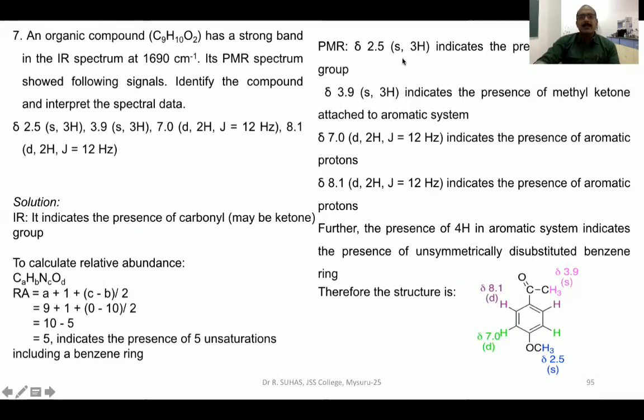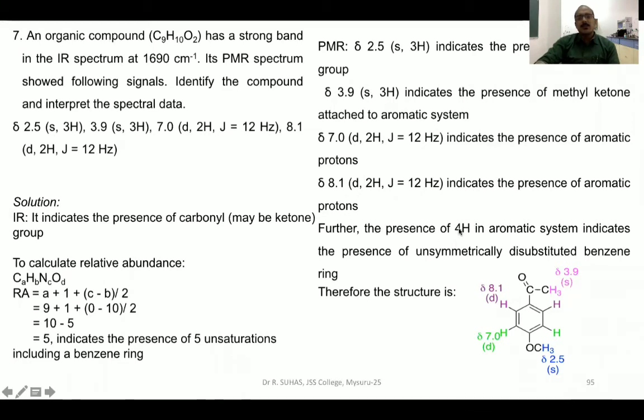Then PMR, singlet 3H at delta 2.5 indicates the presence of a methoxy group, that is an ether function. There are 2 oxygens, so we have to satisfy one for the carbonyl group and another for the methoxy group. Next is delta 3.9 singlet 3H. It indicates the presence of a methyl ketone, but it is attached to an aromatic system. A methyl ketone is usually 2.1 to 2.4, but the value is quite high because the ketone is attached to the aromatic system. Next, delta 7 doublet 2H, J equal to 12 Hertz, indicates aromatic protons. Delta 8.1 also indicates aromatic protons.